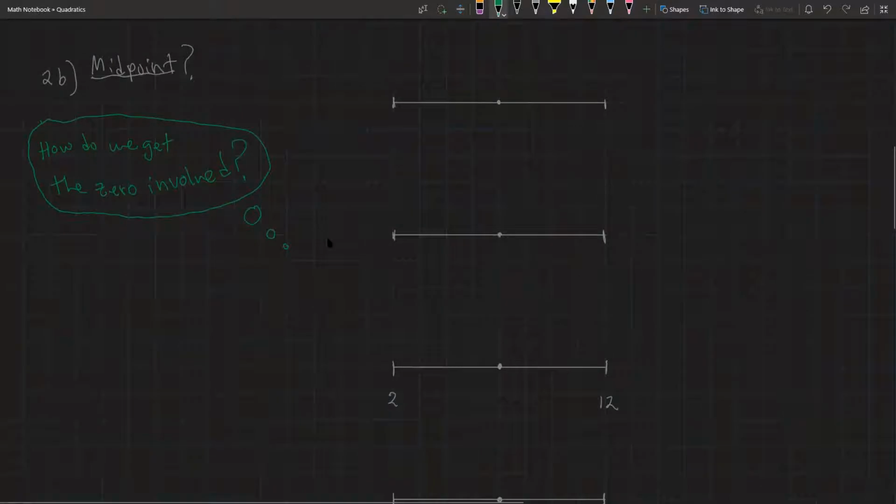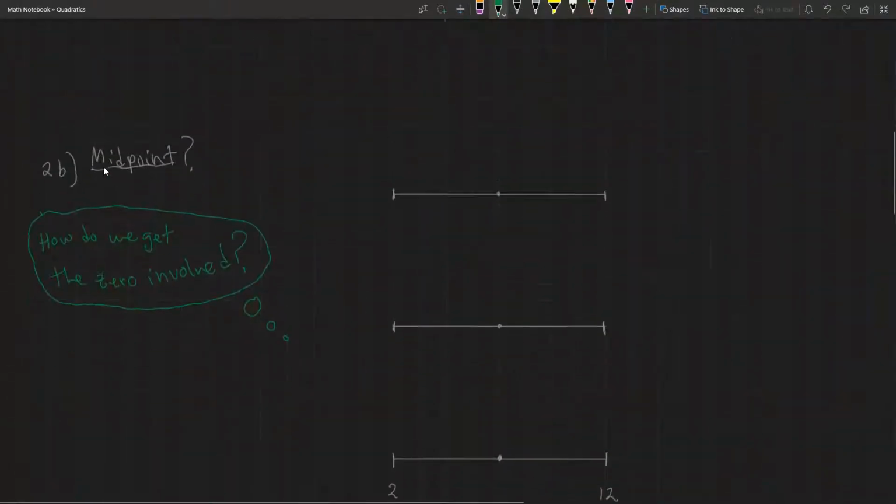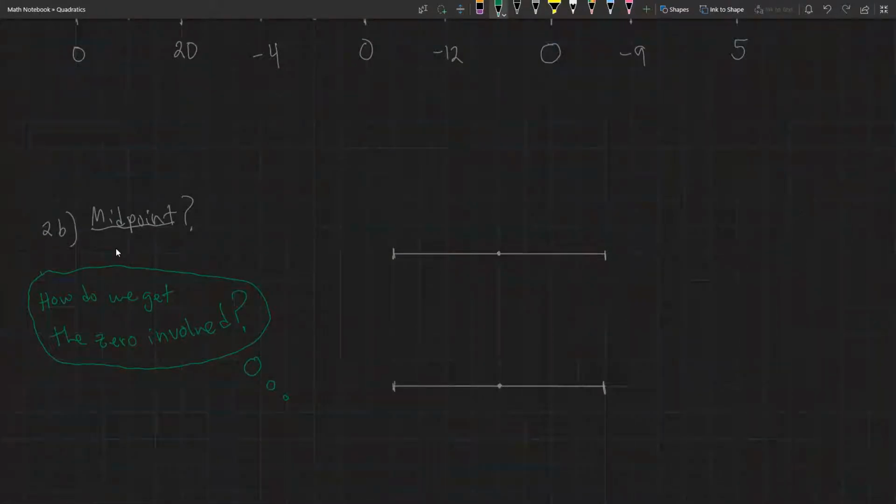Let's explore a little bit, and I've written the question ahead of time. How do we get that 0 involved? That's the main thing we want to have in mind at this point, right? It won't be something we do all the time, but to understand the concept, I do want you to think, how do we get this 0 involved? Let's just take a look at these two number lines without any values labeled and just talk about symmetry.